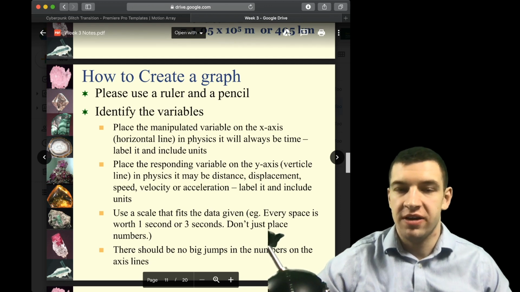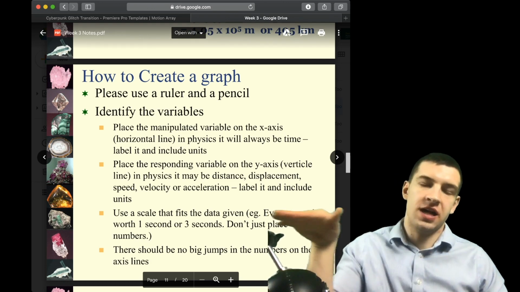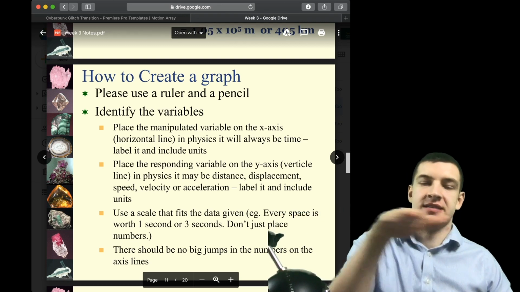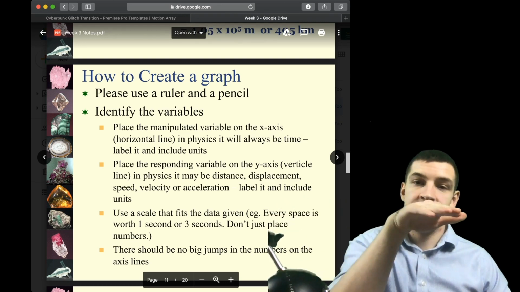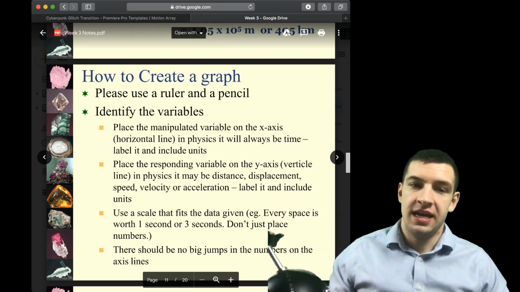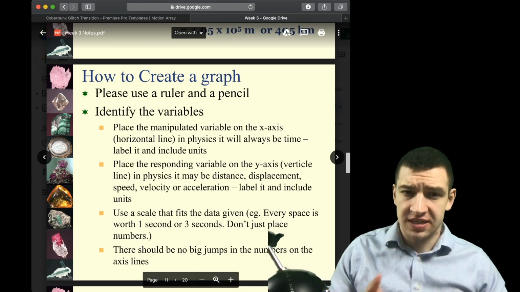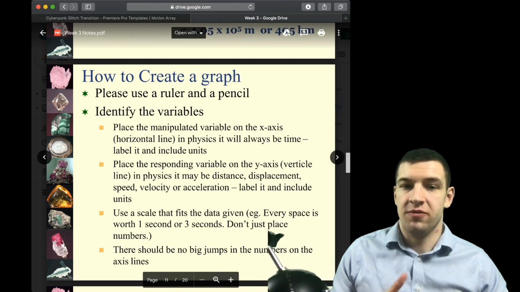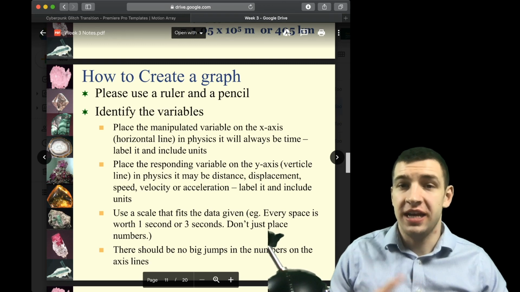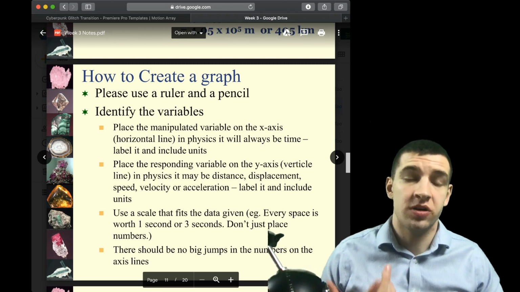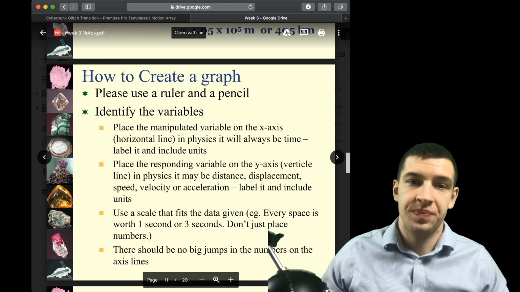Place the manipulated variable on the x-axis. The x-axis is the horizontal line, which means it's the ground line, okay? Side to side. And then in physics, it's always used for time. Label it and include the units. So it's important to label your graph, okay?